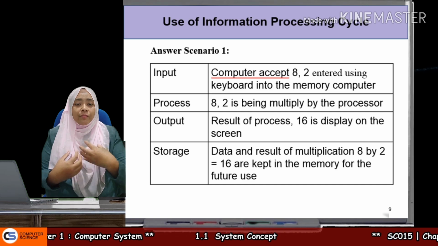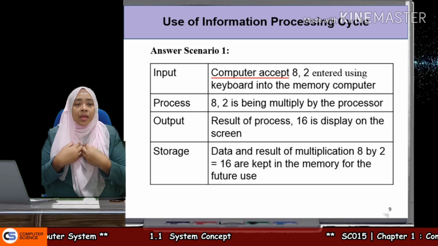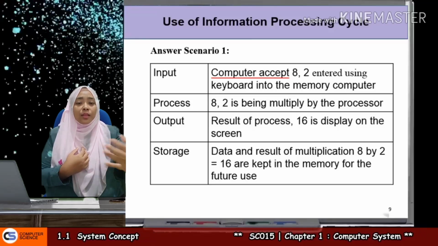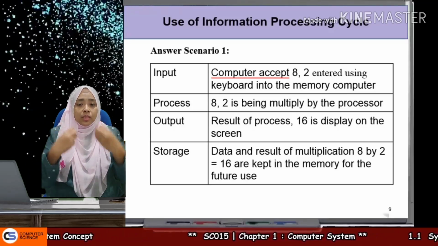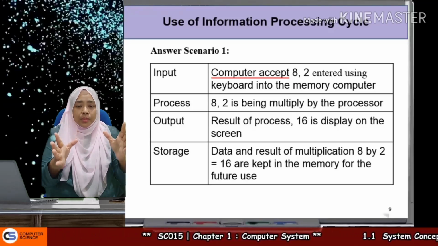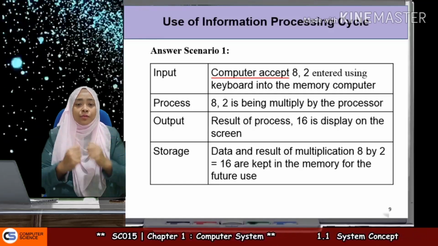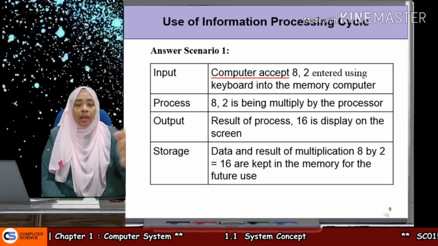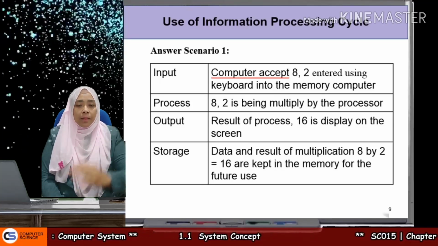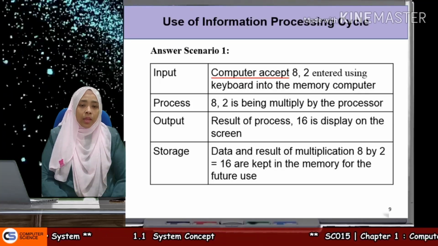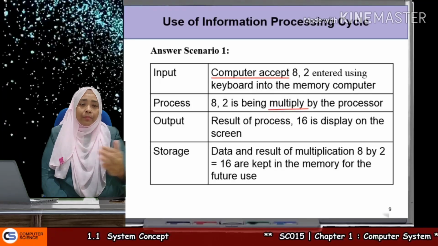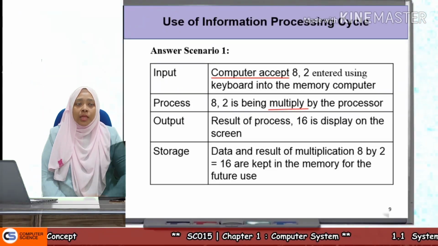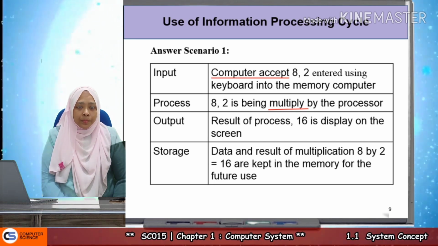But if I write what the user does, maybe I can write user enters 8 and 2. User enters 8 and 2 means you describe based on what the user does. But now this question involves the machine, so we have to describe based on what the machine does. That's why the answer is computer accepts. So the keyword here is accept. Accept what? 8 and 2. And then we can elaborate more because the question is to explain. Okay, entered using the keyboard into the memory of the computer.